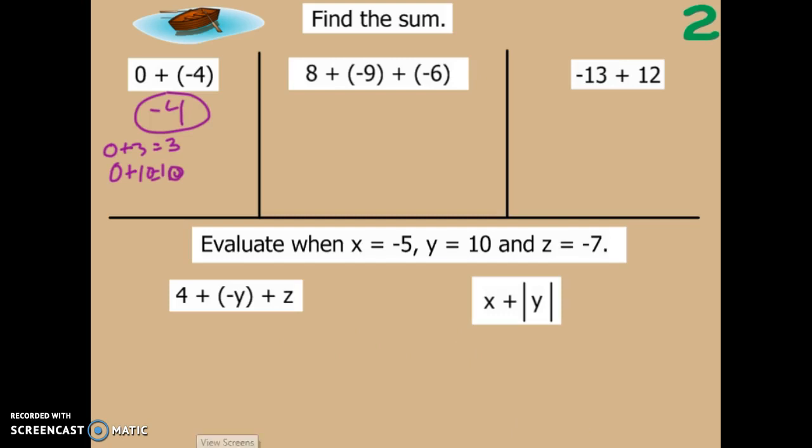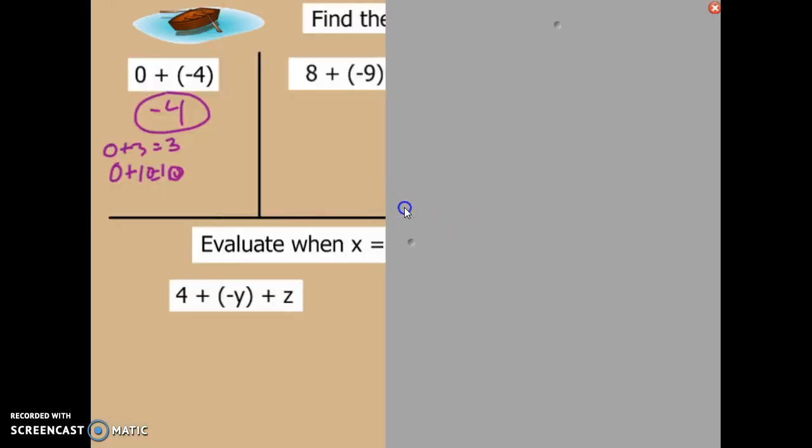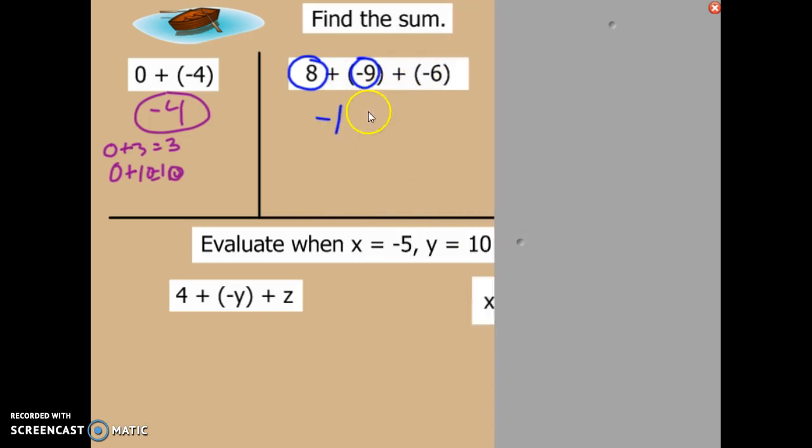Here's another one with 3 terms. So we're just going to look at the first 2 terms. Positive 8 and negative 9. Different signs, positive, negative, so we're going to subtract. 9 minus 8 is 1, and there's more negatives. And then plus negative 6. Here we have negative, negative, same sign, add and keep. 6 plus 1 is 7, and they're all negatives.